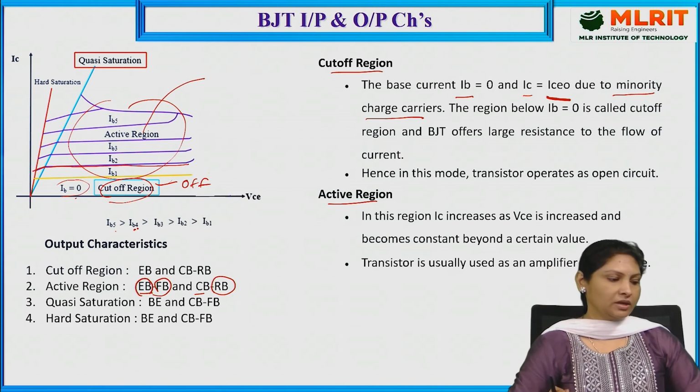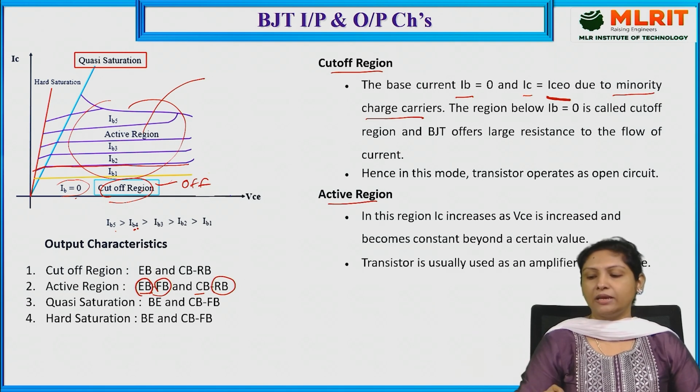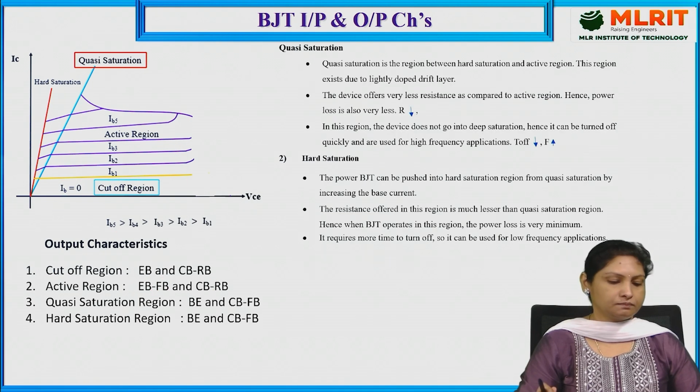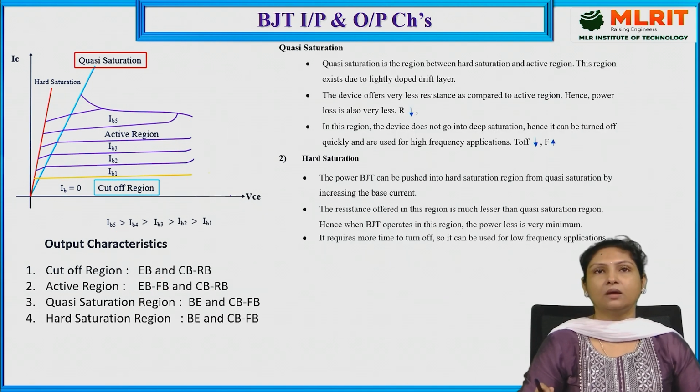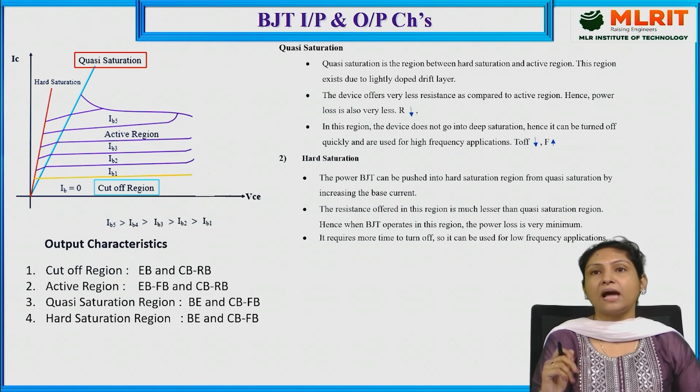So in this particular active region, the transistor is usually used in amplification mode. And then we have this quasi-saturation region. What is this quasi-saturation region? How is it actually achieved?